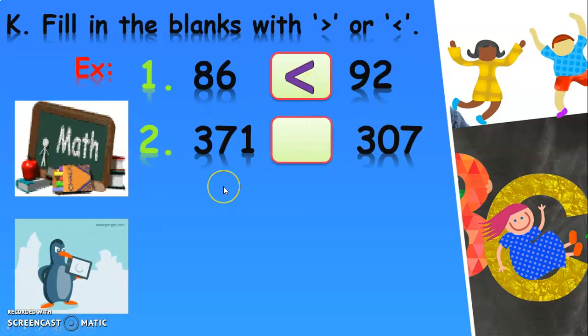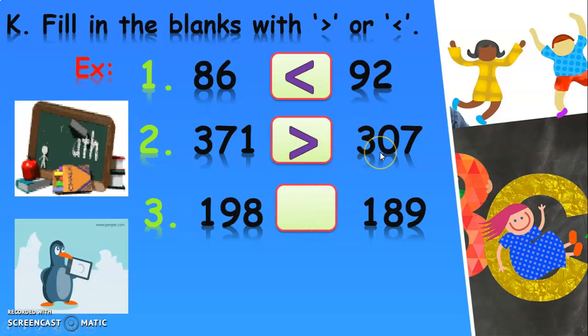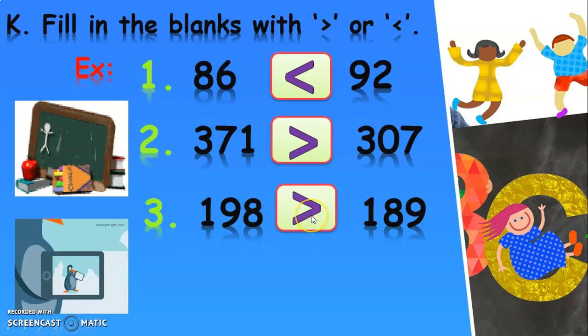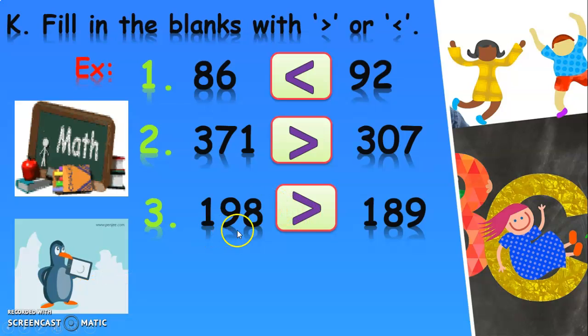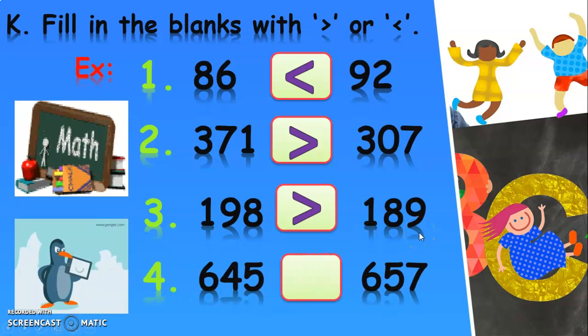For number 2, the answer is greater than. 371 is more than or greater than 307. For number 3, the correct answer is, again, more than or greater than. 198 is more than or greater than 189. And for number 4, the correct answer is less than. 645 is less than or smaller than 657.